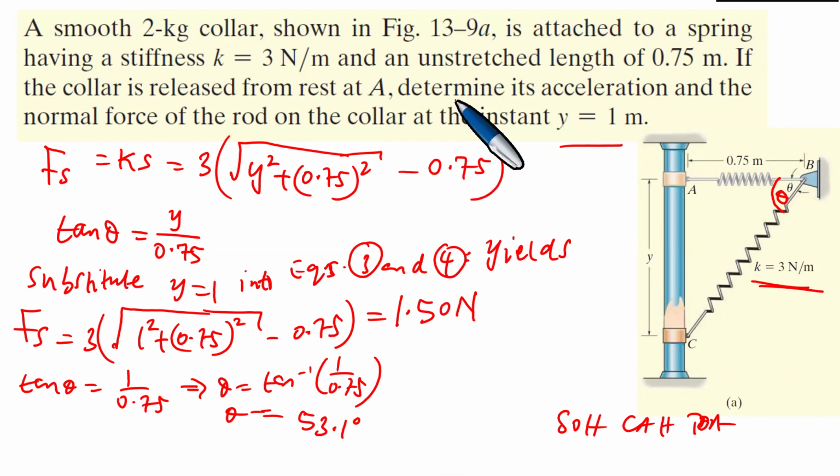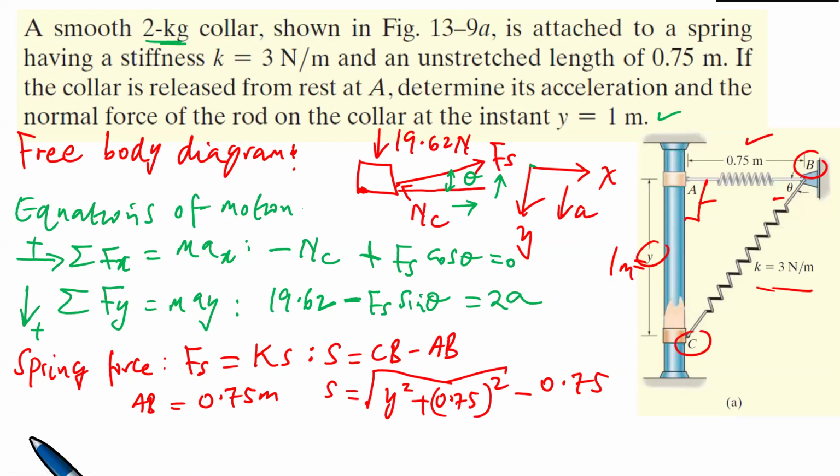Okay. What do we want? To determine its acceleration and the normal force of the rod on the collar at the instant. So we have found a couple of these things: the spring force, we found it, and the angle, we found it. But we're interested in determining the acceleration. So what will the acceleration be, and the normal force? So we need NC and that. So we continue as follows.